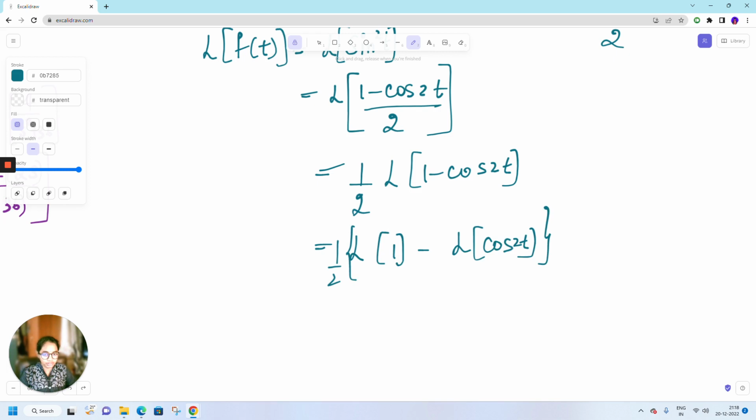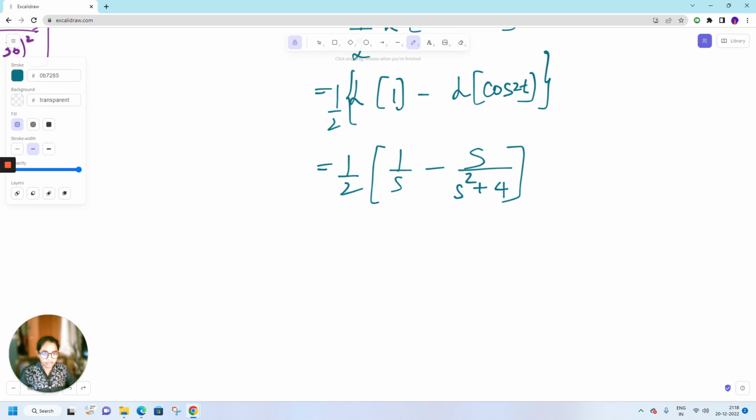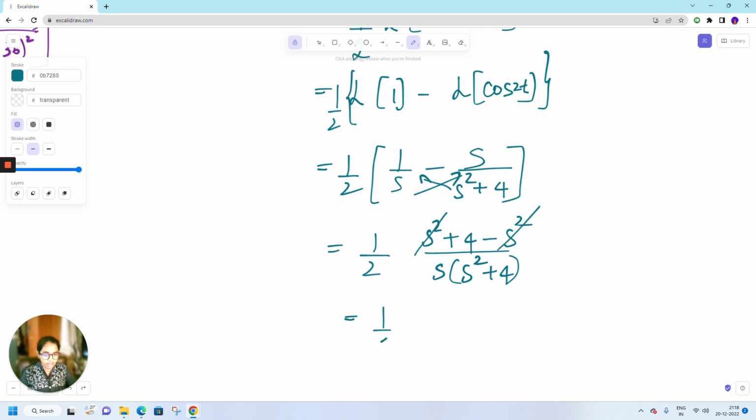What is Laplace of 1? Laplace of 1 is 1 divided by s, minus s divided by s square plus 4. Can I take LCM? Since the denominators are different terms, I would just multiply s into s square plus 4. Then I would have to cross multiply. So I would get s square plus 4 minus s square. The s square and s square get cancelled. I would get 4 divided by s cube plus 4s.